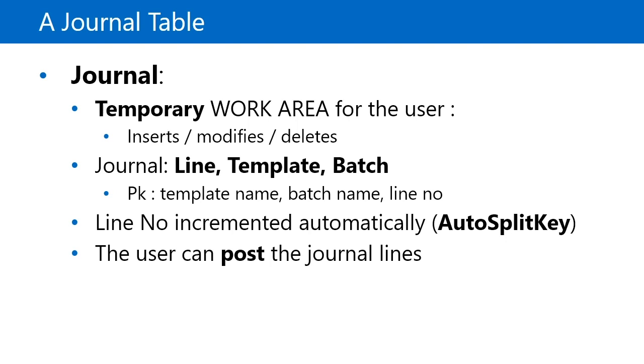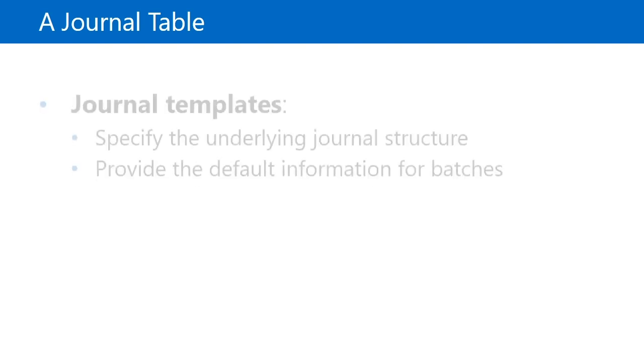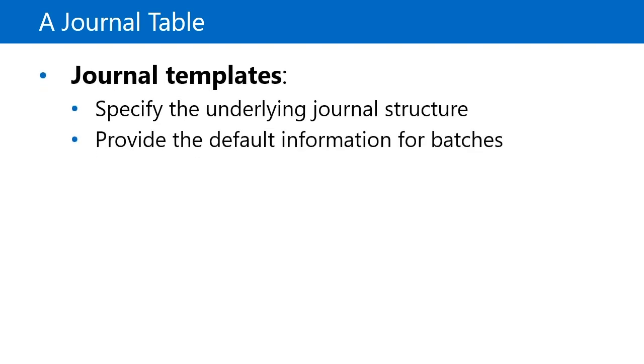The table has a compound primary key, which consists of a template name, a batch name, and a line number. And the line number will be incremented automatically by using the auto-split key property on the page. Then what we'll see is that a user can post the journal lines. So a journal temporarily holds transactional data, and when the journal line is posted, it will be converted into different types of ledger entries. A journal template specifies the underlying journal structure, providing some default information for batches, a sales template, a purchase template, and so on.